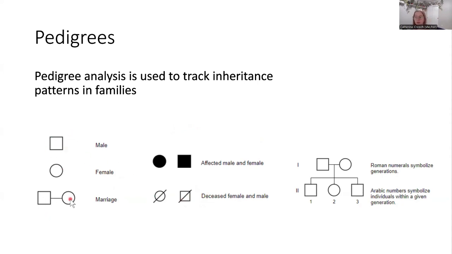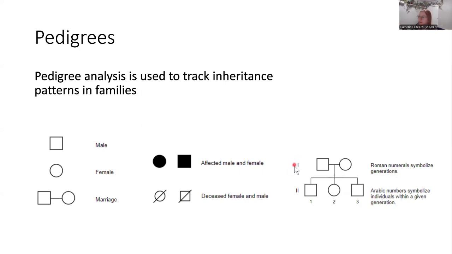When a male and a female have children, they will put a line between them, and then the line will drop down and branch off to each of their offspring. So that's how we will know that people had kids. Pedigrees are not used to track emotional relationships. It's just tracking our genetics. So we're only caring if there's been offspring.